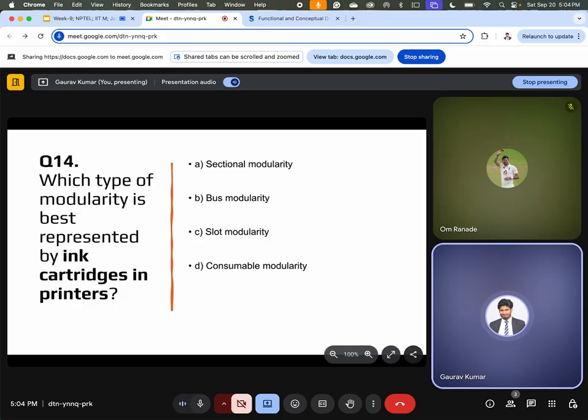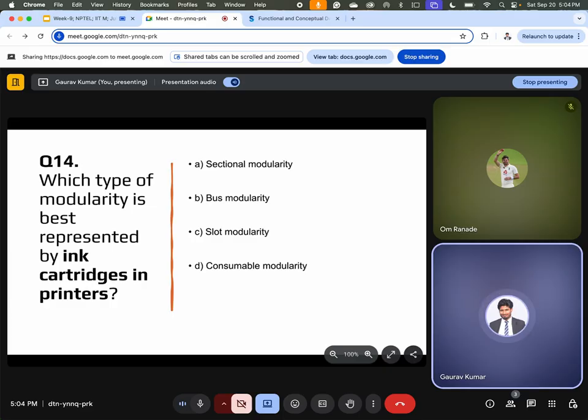Consumable modularity refers to modules that are designed for frequent replacement because they are consumed or worn out during use. So printer ink cartridges are a textbook example. They deplete with use but can be easily replaced to restore functionality. This approach ensures that the core product remains functional over time while only the consumable part is replaced. So it reduces waste, minimizes downtime and creates recurring value for both user and manufacturer.